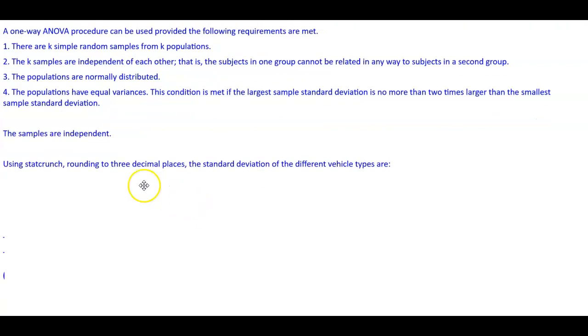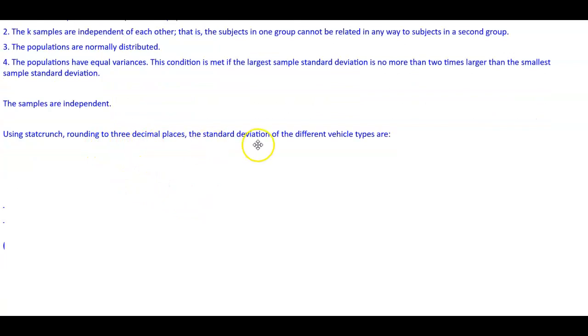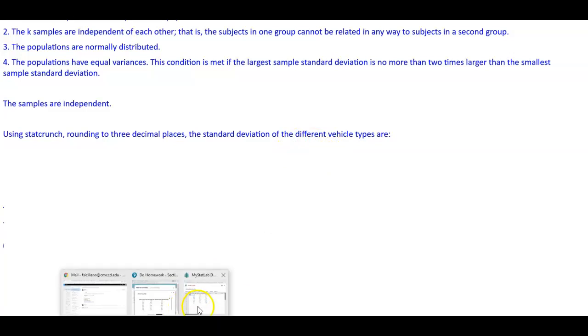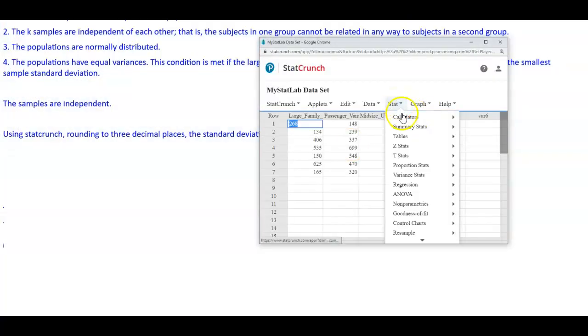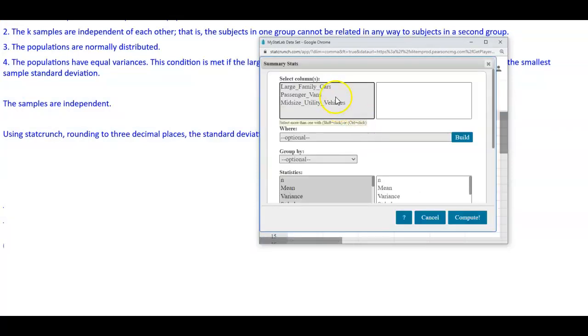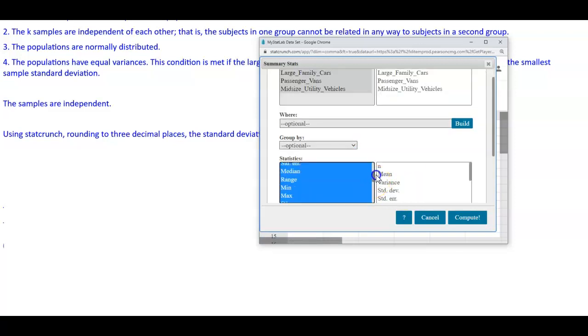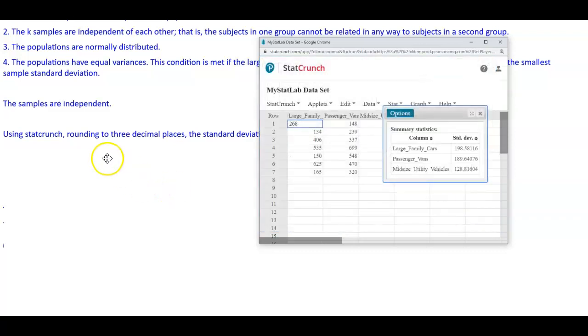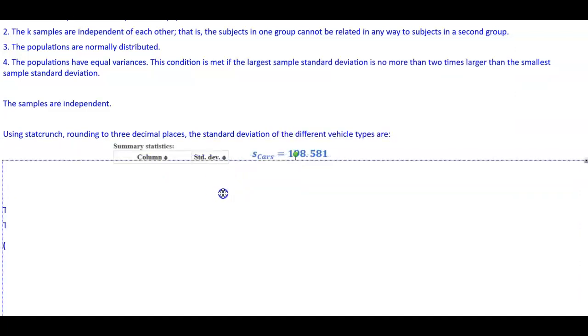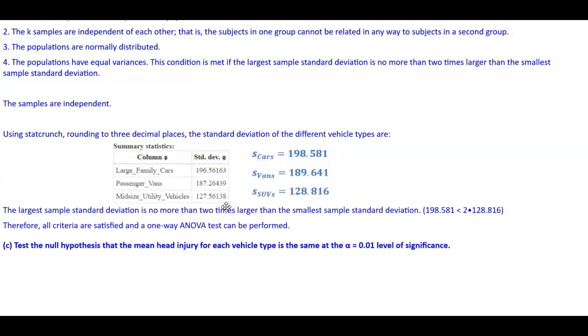So, using StatCrunch, we're going to round to 3 decimals. We're going to find the standard deviation of the different vehicle types, and what are they? So, in order to do that, we're going to go to StatCrunch, we're going to go to Stat, Summary Stats, and go to Columns. We're going to select all three, and then find the standard deviation. So there's our standard deviations. So I listed it here. And so we can see here that the large family cars, rounding it to 3 decimal places, is 198.581.